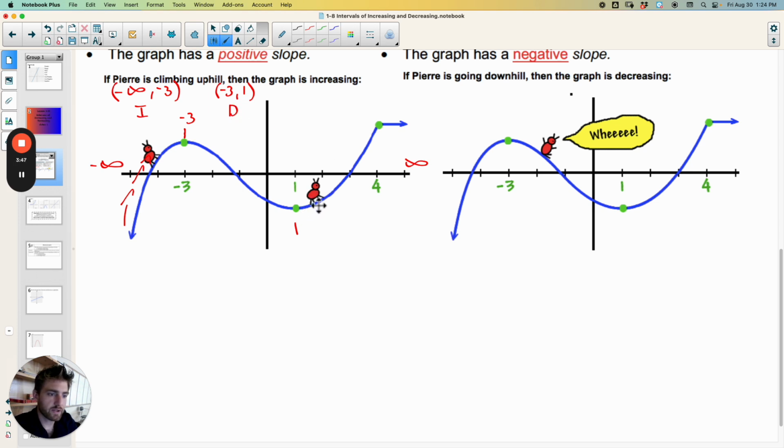And then what does Pierre start doing again? He starts increasing, going up again. Okay, so he starts increasing again from 1 to 4 until he gets to this point right here where he just stops moving. So at 4, until infinity, he is neither increasing nor decreasing. So we'll say he's neither increasing nor decreasing here, and then here he's increasing. So let's write this down right here. You might see problems like this where it asks you, where is the function increasing?